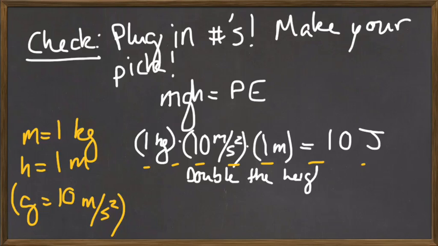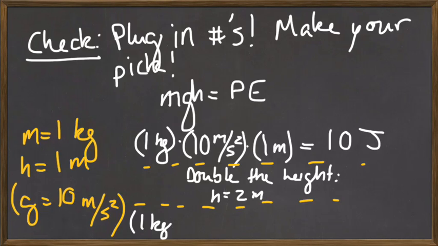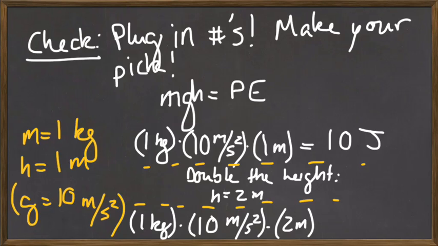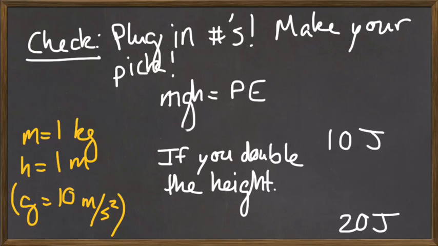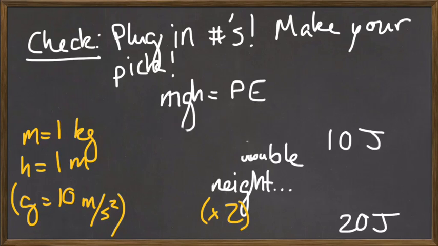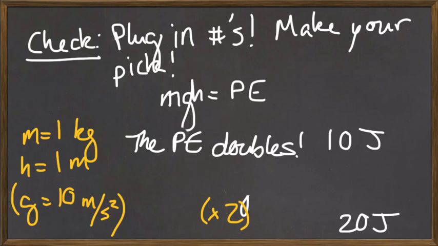Now I'm going to double the height. h is going to be 2 meters now. 1 times 10 times 2 meters is equal to 20 joules. 10 and 20, how are they related? If you double the height, times 2, 1 meter to 2 meters, you've just doubled the potential energy, right?